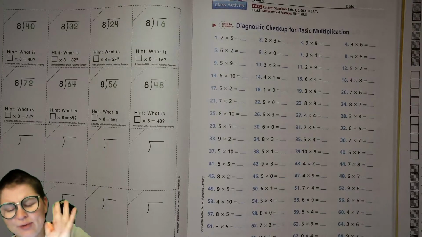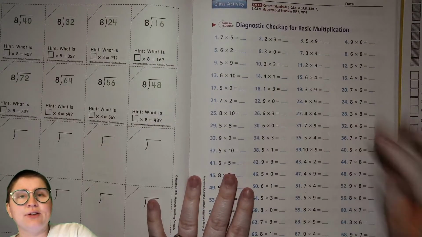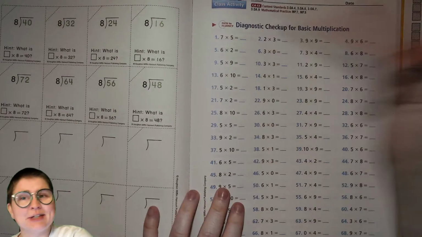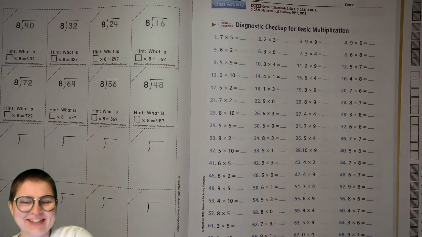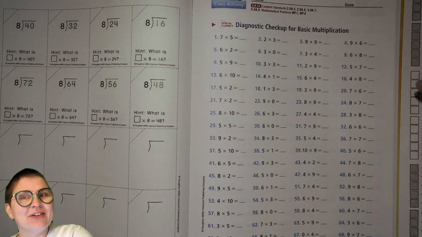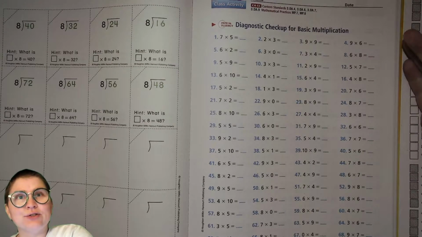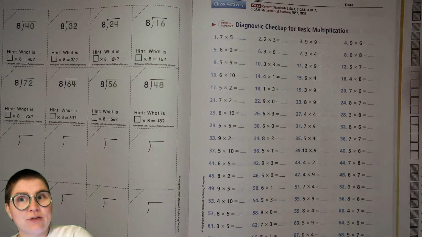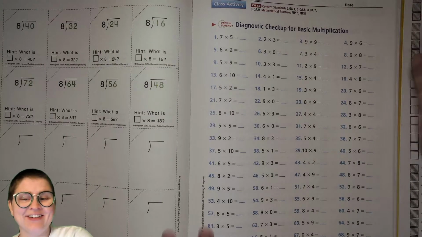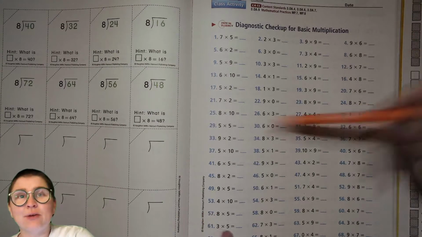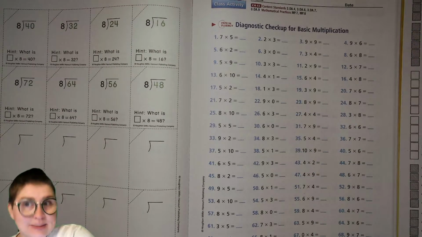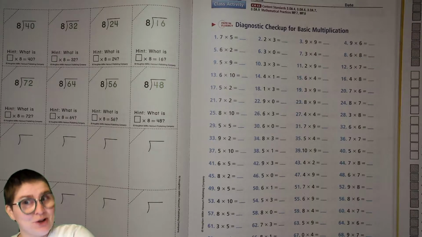Now, we're going to start with you basically doing a diagnostic checkup. That sounds like a medical thing, and it kind of is, because when you go to the doctor and say I have a problem, like my throat is sore, they will do some tests to identify what's wrong and then figure out a way to solve that problem. So what you're going to do right now is figure out which math facts you don't know, so you can practice specifically those ones and then you know them, right?